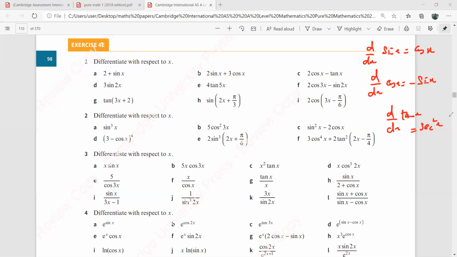F part. Minus 6 sin 3x. Shabash. Minus 2 cos 2x. Very good. Very good. Good going. G part.